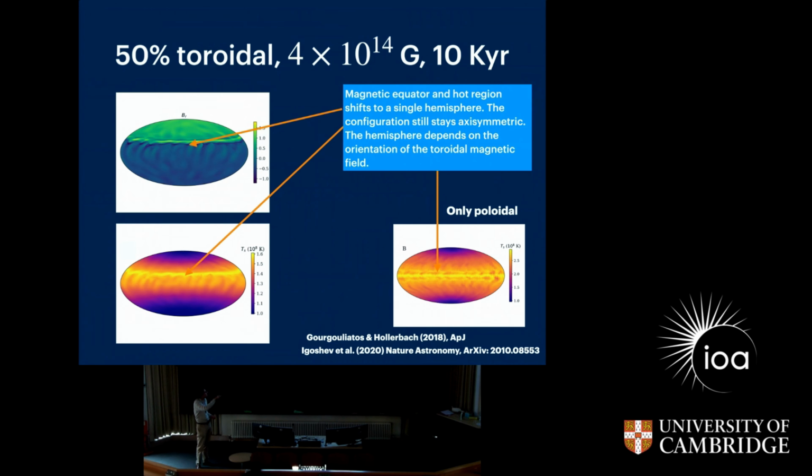So this is a mistake. It should be 10^6 Kelvin, not 10^8. And a large area is hot around the equator.